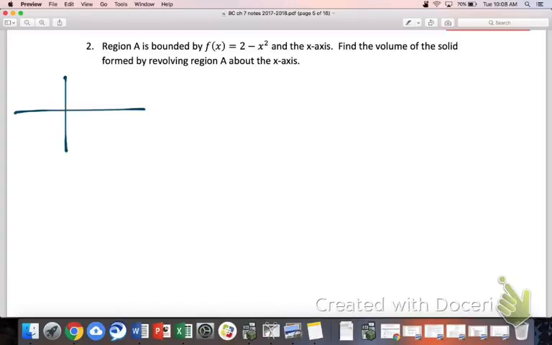2 minus x squared is a parabola. It's been shifted where? Up to 2. And it opens which direction? Downward, yep. You got it. So if you were going to graph this parabola, at least the part we care about, maybe it would look something like, well, let's try that again. Maybe look something like that.